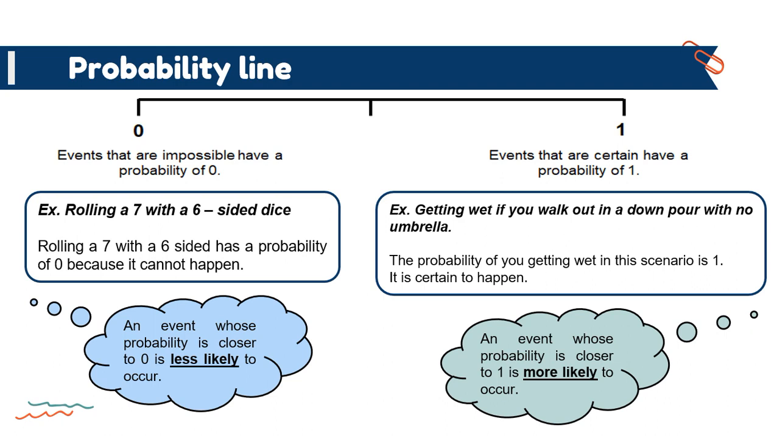So, given po ang ating dice, we all know po na hanggang 6 lang naman ang dice natin. Tama? So, napaka-imposibleng magkaroon ng 7 or kapag nag-roll ka ng die, biglang lumabas si 7. So, rolling a 7 with a 6-sided die has a probability of 0 because it cannot happen. Hindi po talaga siya mangyayari, kaya pasok na siya sa impossible.